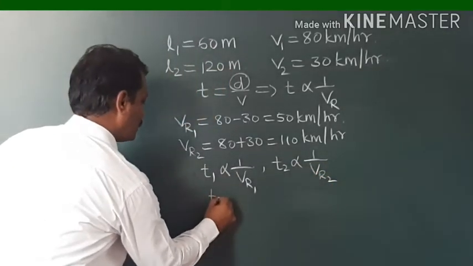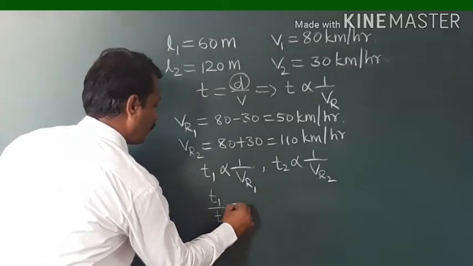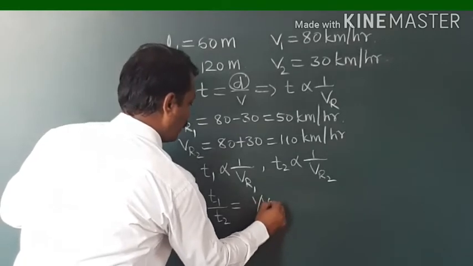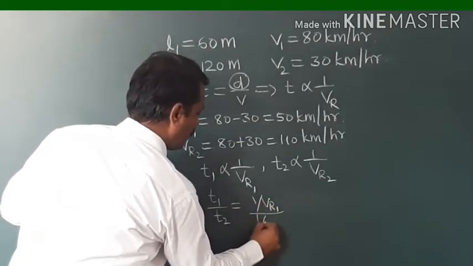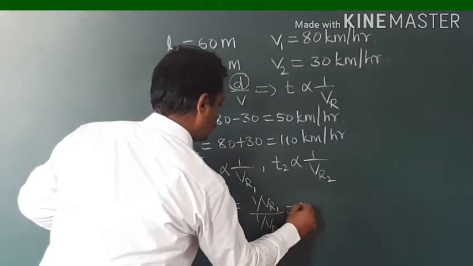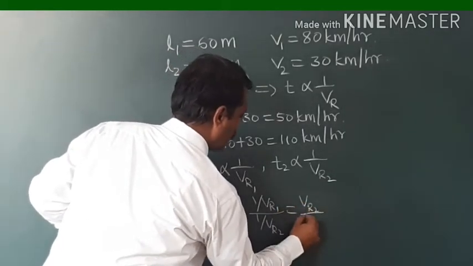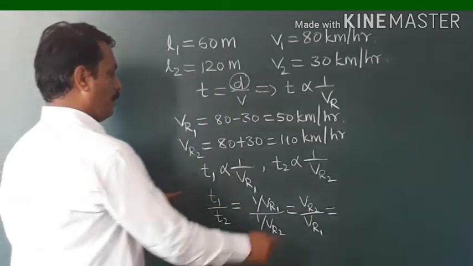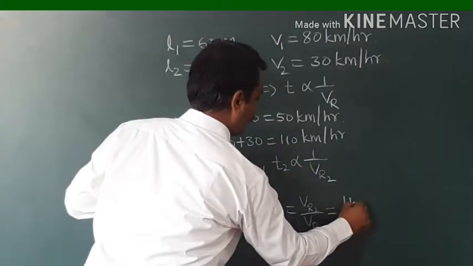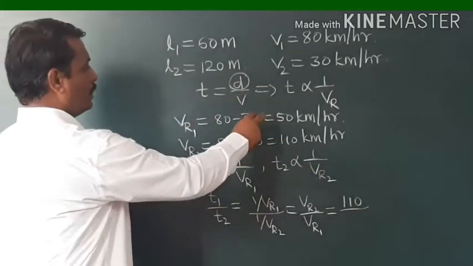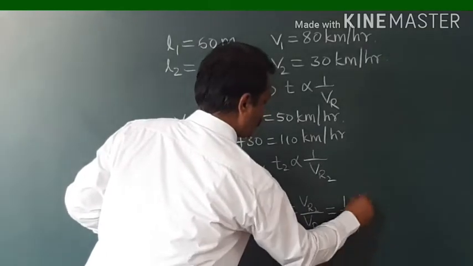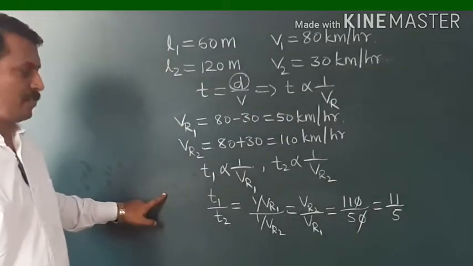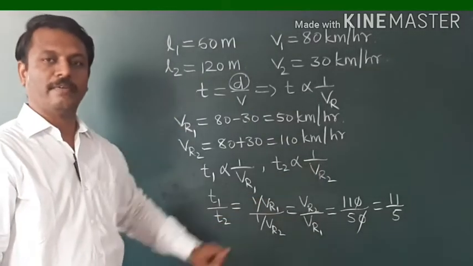Now we want the ratio of these two, T1 by T2. Therefore, T1 by T2 is equal to 1 by VR1 divided by 1 by VR2, that is equal to VR2 by VR1. Okay, that is VR2 is how much? 110 and VR1 is how much? 50. So 0 gets cancelled. The ratio is 11:5. So the ratio of the time is 11:5.